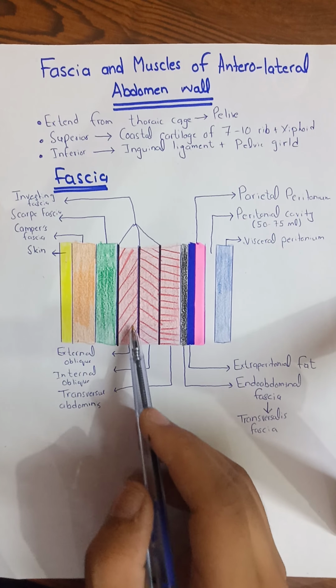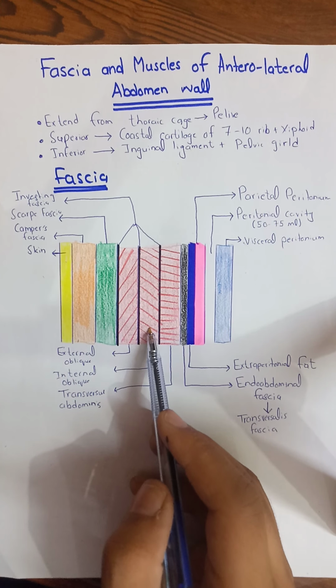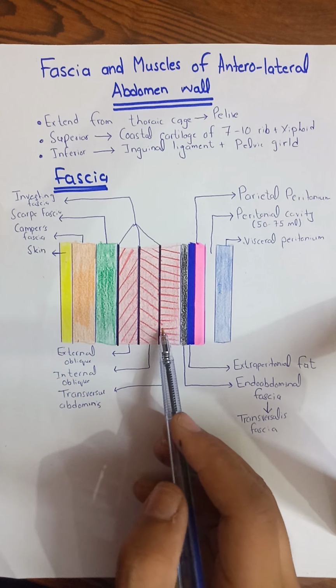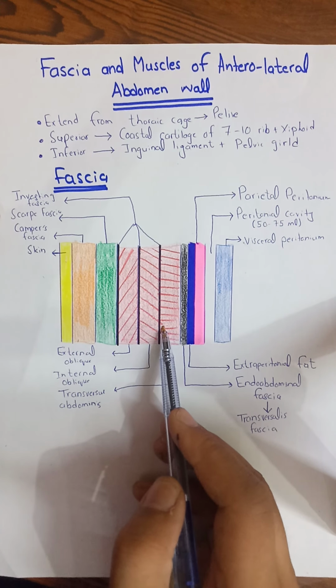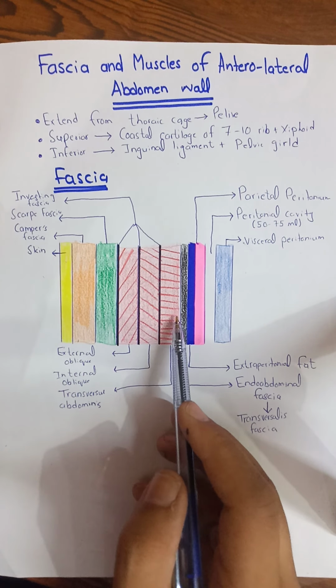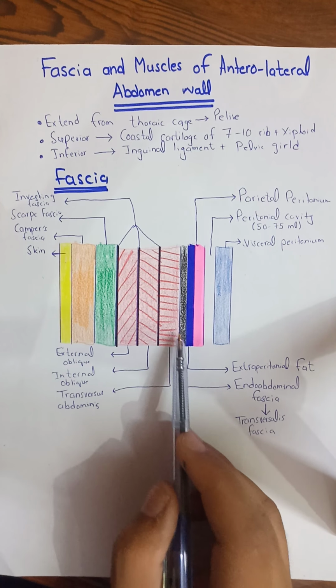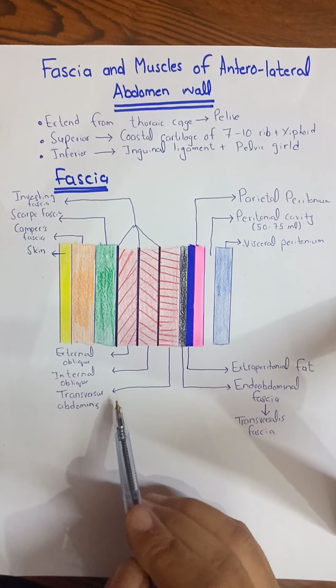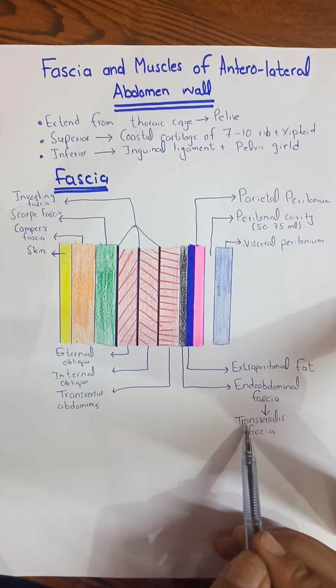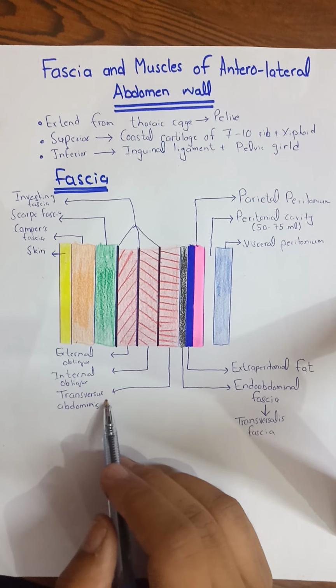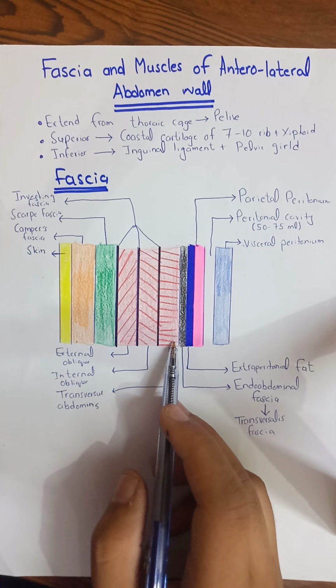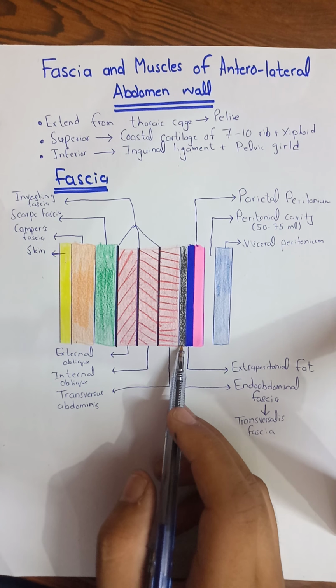Along with these there will be the three muscles of the abdominal wall which we will study later: the external oblique, the internal oblique muscle, and the transversus abdominis muscle. Next to this muscle there will be the endo-abdominal fascia, and when it surrounds the transversus abdominis muscle, it is named the transversalis fascia. Next to this fascia there will be extra-peritoneal fat.